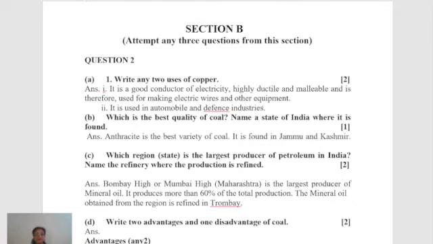Then come down to C. Which region or state is the largest producer of petroleum in India? Name the refinery where the crude oil is refined. In this you will find Bombay High, or Mumbai High as it is called, and the state is Maharashtra. It is the largest producer of mineral oil. It produces more than 60% of the total production in India, and the mineral oil obtained from the region is refined in Trombay.